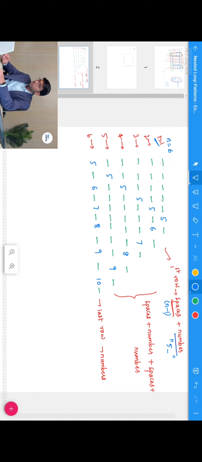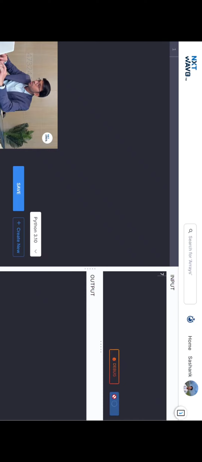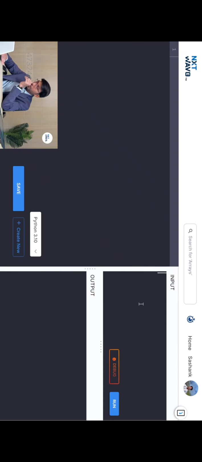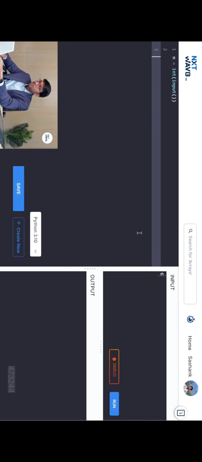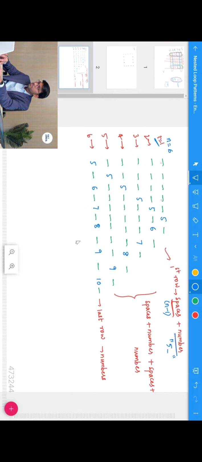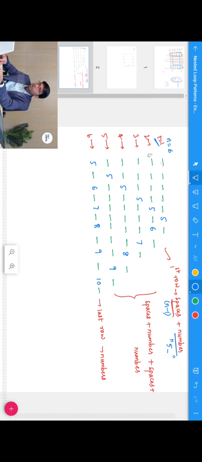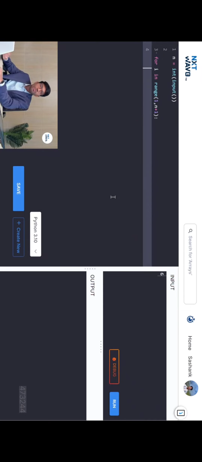So let's write the code. Let's clear off the previous code. We are writing this for n equal to 6, right? So first let's read the input, n equal to int of input. After that, our i is going from 1 to 6. That means i will go from 1 to n. So for i in range of 1 comma n plus 1. So that means i is going from 1 to n.